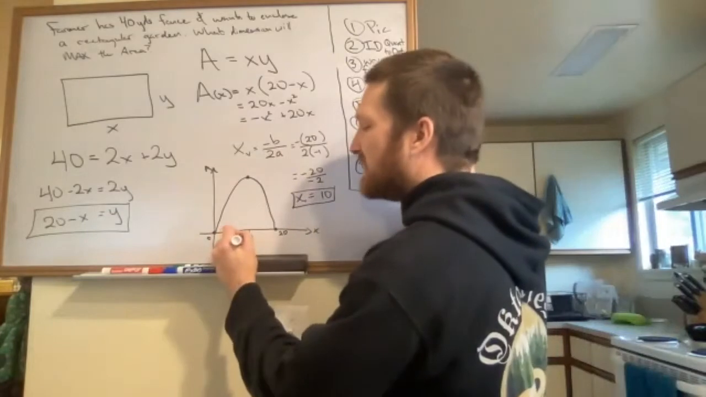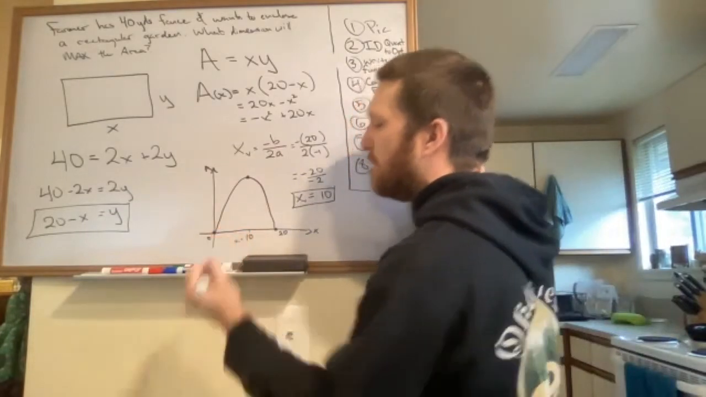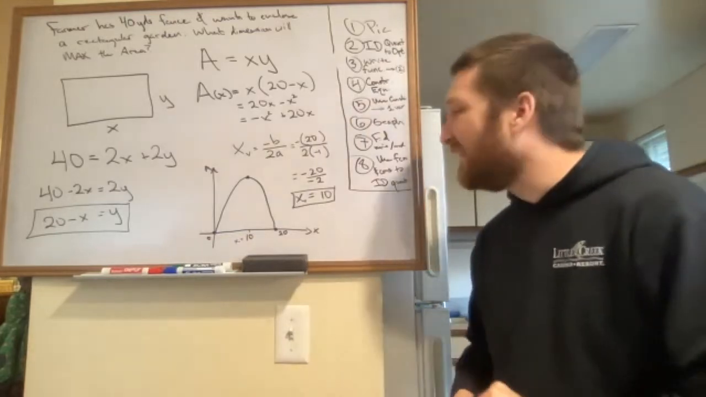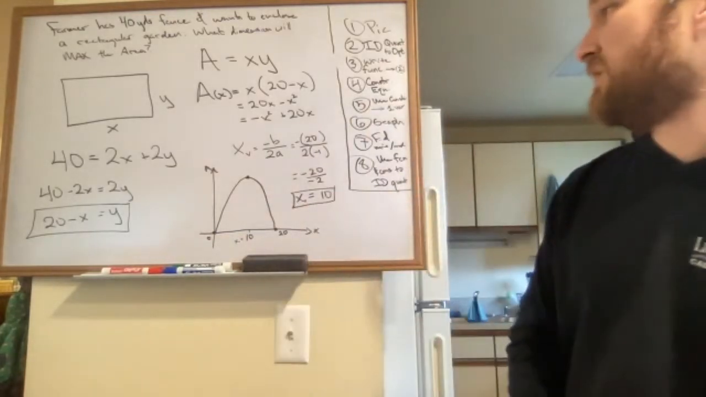This is the x value for which the max occurs. That is not the maximum value. That is the x value for which the max occurs.